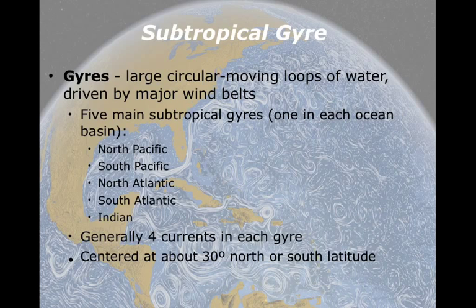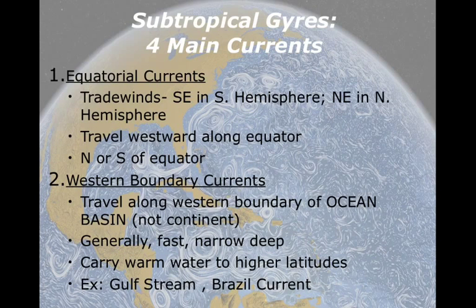You're going to need to know all the currents of this. And there are 4 currents in each gyre. So let's talk about the 4 types of currents, and then you'll learn the specific names later. First, you have the equatorial current. And the equatorial current begins because of the trade winds. So it tends to move towards the west, and that can be north or south of the equator. And they're the bottom of the gyre in the northern hemisphere and the top of it in the southern hemisphere.